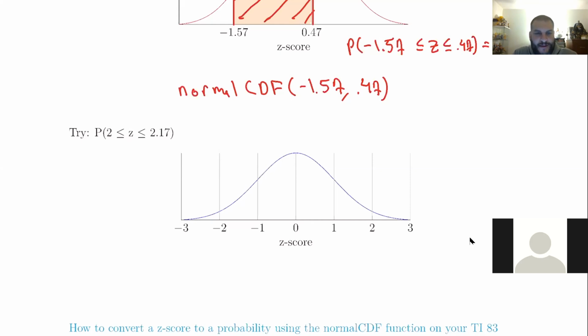All right, so I think I responded to everybody in the chat. Most of you got it correct, so let's go over the answer. To look at it, you have to go from 2 all the way to 2.17. So we're going to say that's 2.17, and that's 2. So we want the probability of that being in between.